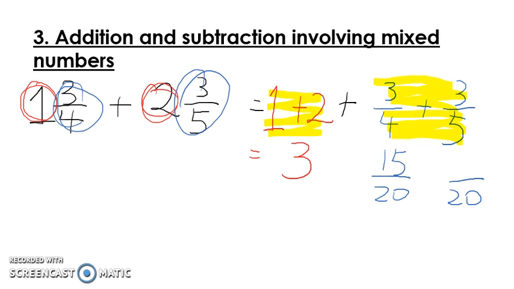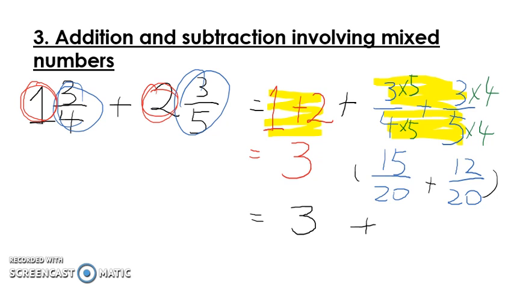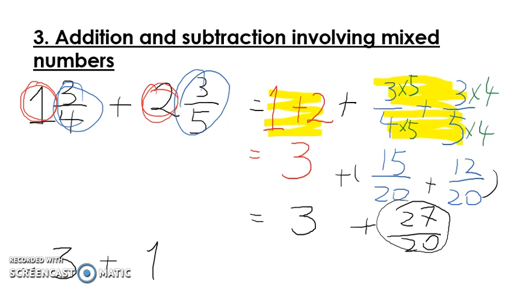Still write down the numbers so we know what's going on. 4 times 5, 3 times 5. And 5 times 4, 3 times 4. So we would get 12 out of 20. And then 3 plus 27 over 20. Now, please tell me, what does that number equal in a mixed number? We get 3 plus 1 and 7/20ths.